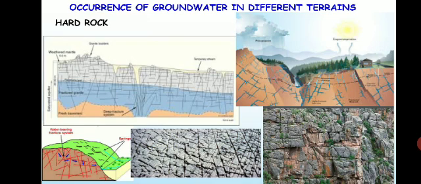As we all know, hard rocks do not have primary openings. So what are primary openings? The primary openings are the openings which are there from the formation of the rocks, and secondary openings are those created after the formation of rocks. The rock undergoes some processes and openings are created, and that is called a secondary opening.